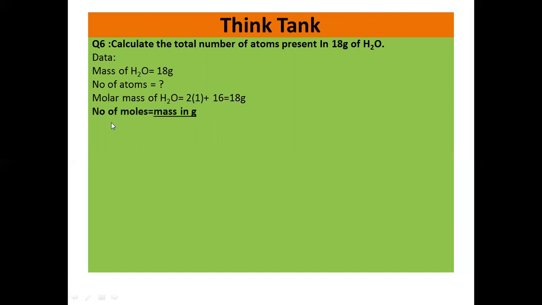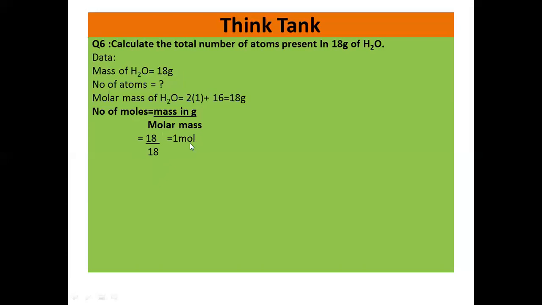By using the formula for number of moles, because first we have to find out the number of moles. To find out the number of atoms or the number of molecules, first we need the number of moles. So the first step is to find out the number of moles. Number of moles is equal to mass in grams over molar mass. So first we will find out the number of moles. 18 grams is the given mass of water, and 18 grams is the molar mass of water as well. So 18 over 18 will give us the answer 1 mole.